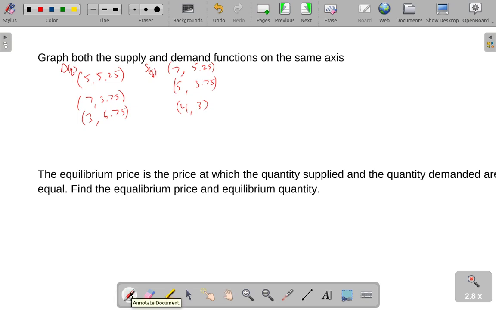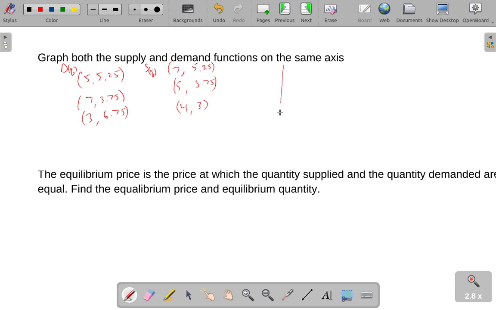Alright, so let's put the supply and demand together. What I've done is, on the previous two videos, I came up with these individual points for my demand, these 3 points. You'll notice as the price goes up, the quantity demanded has been going down. And on the supply side, as the price goes up, the quantity supplied goes up.